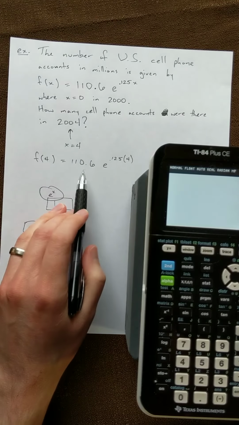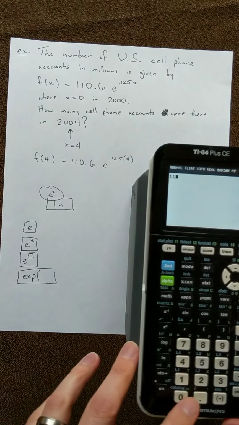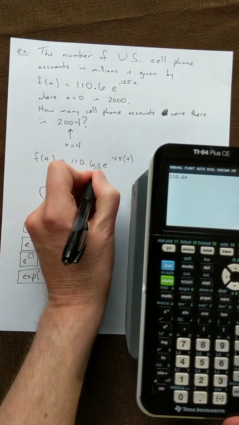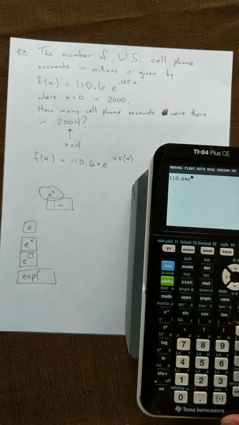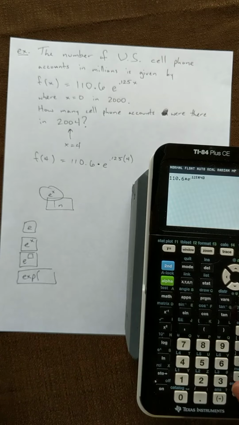So I'm going to try and type in this expression, which is 110.6 times. I'm going to put the multiplication sign in myself, and then my exponential. So I hit second, and then e, and then 0.125 times 4.